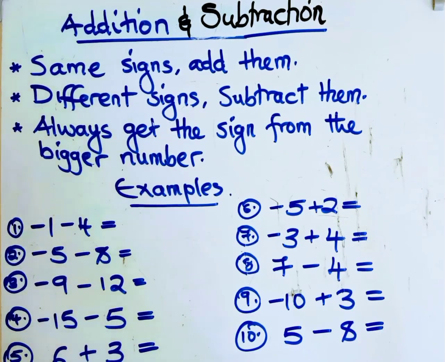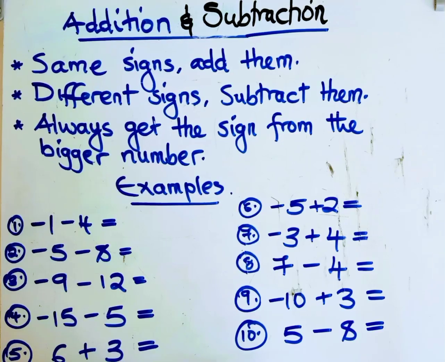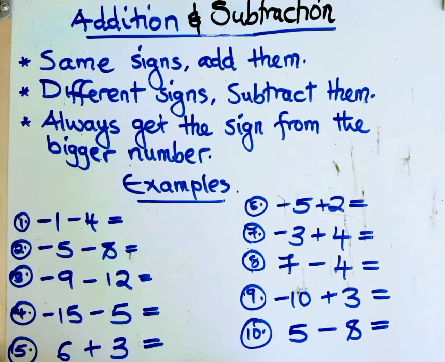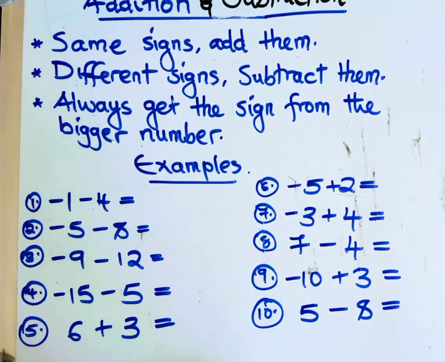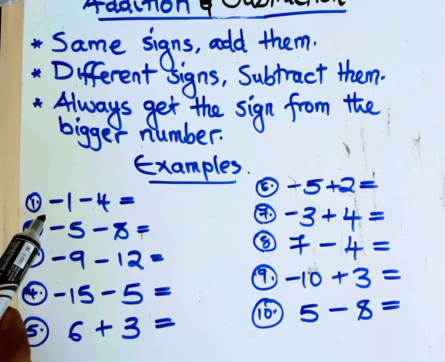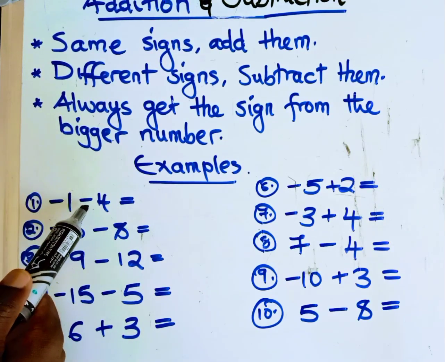So these three simple rules that we have looked at here, let us put them into practice and see how we can apply them. Okay, so let us look at these few examples. I'm very sure that by the time we are done with these examples, you'll be good to go. Okay, so let's look at number one. We have -1 minus 4.